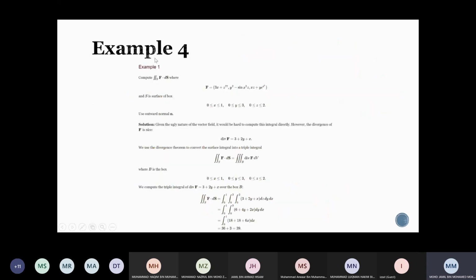Okay, there is one more example here. Let's say you have this F, and the surface is a box. You want to compute the flux of F through the box. To compute this is difficult if you use the surface integral, integrating 2 times. So you can apply the divergence theorem.